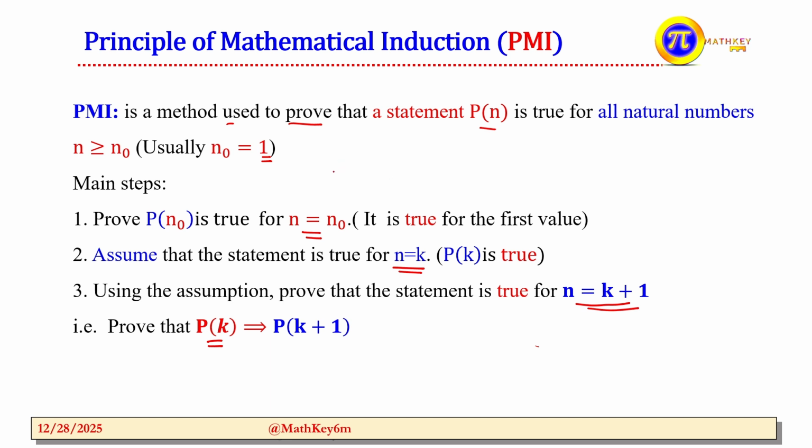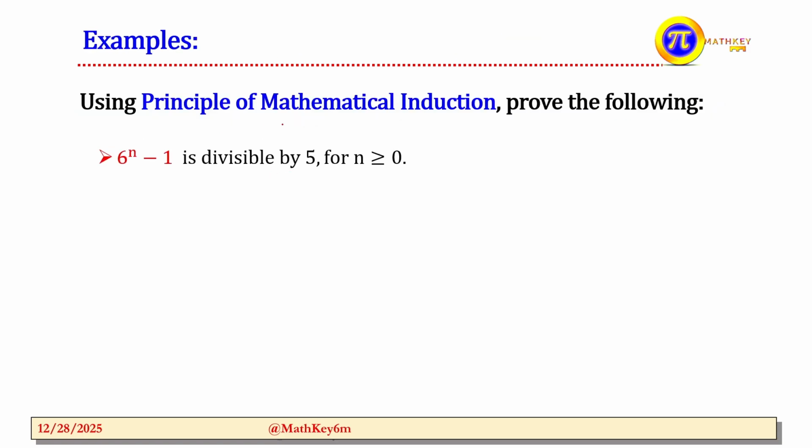So according to your equation, let's start the problem that we have. Let's do examples. Using principle of mathematical induction, prove the following. The first example says 6 to the power of n minus 1 is divisible by 5, for n starts from 0, it says.